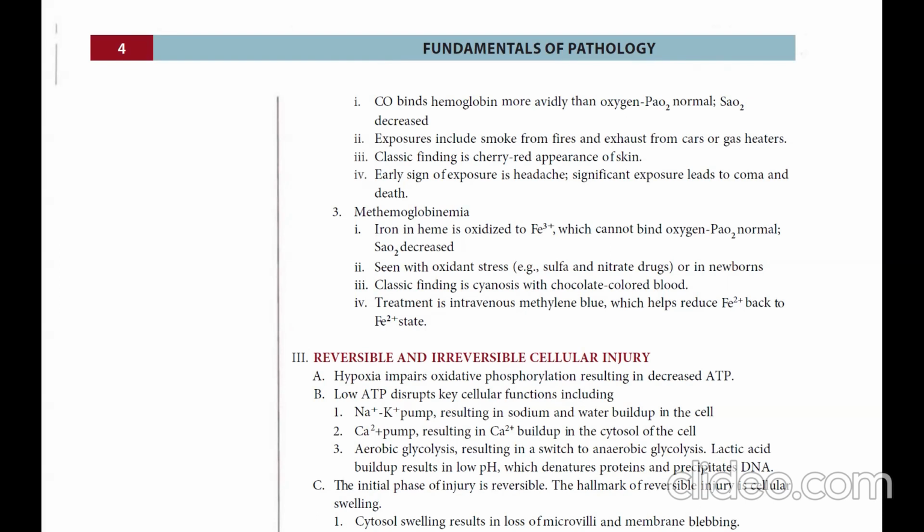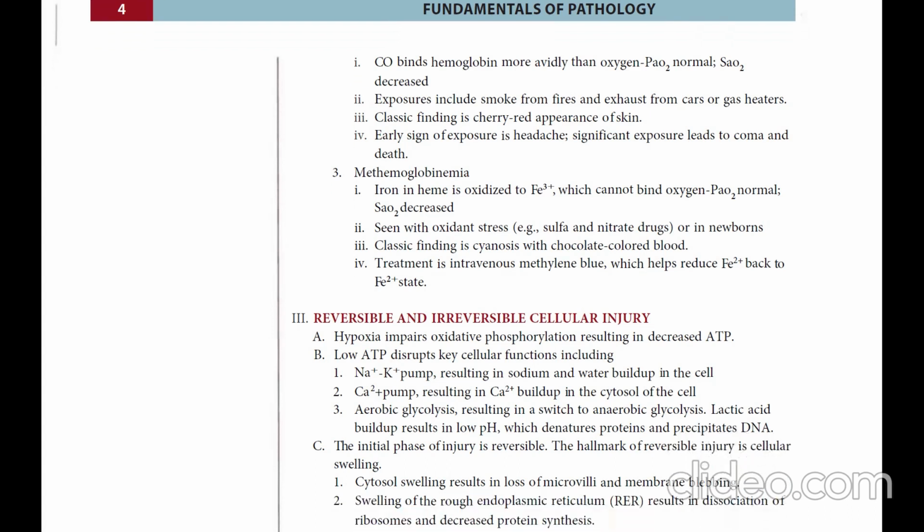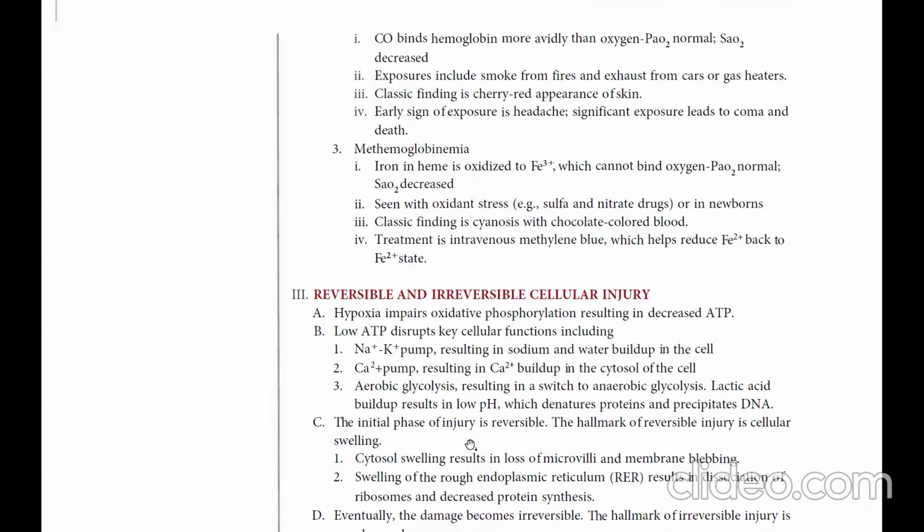Methemoglobinemia is when iron in heme is oxidized to the ferric 3 plus state, which cannot bind oxygen. Partial pressure of oxygen is normal. Saturation of oxygen is decreased. It arises with oxidant stress, sulfa and nitrate drugs, or in newborns. Classic finding is cyanosis with chocolate-colored blood. Treatment is intravenous methylene blue, which helps reduce the iron from the ferric 3 plus state back to the ferrous 2 plus state. Reversible and irreversible cellular injury is the next topic.